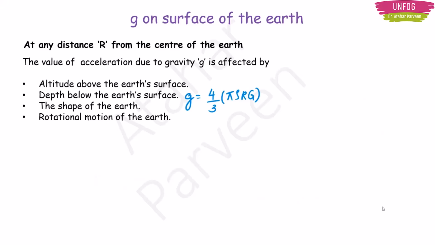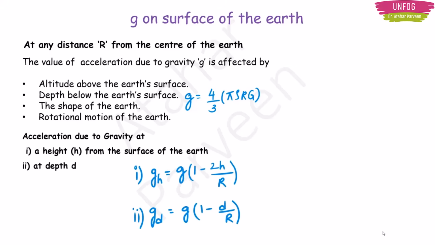Now we told that g is equal to 4 upon 3 pi rho r G, and then we also should know that acceleration due to gravity can be affected by certain parameters. What are they? Altitude above the earth's surface, depth below the earth's surface, shape of the earth, and rotational motion of the earth. But then what is the formula of g at height h and depth d? We have it. How we derive it, you don't worry, they will not ask all this, but you should know the expressions because we need to relate the acceleration due to gravity at height h and at depth d.